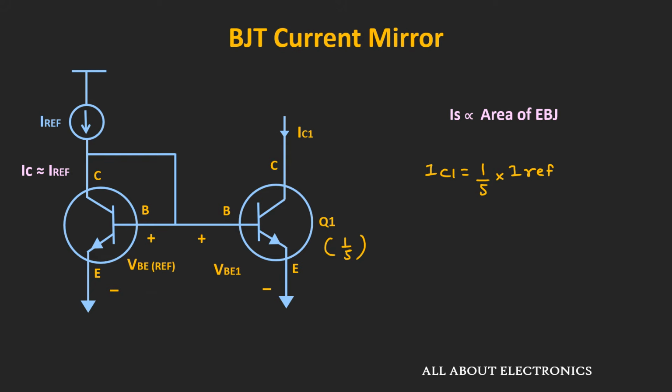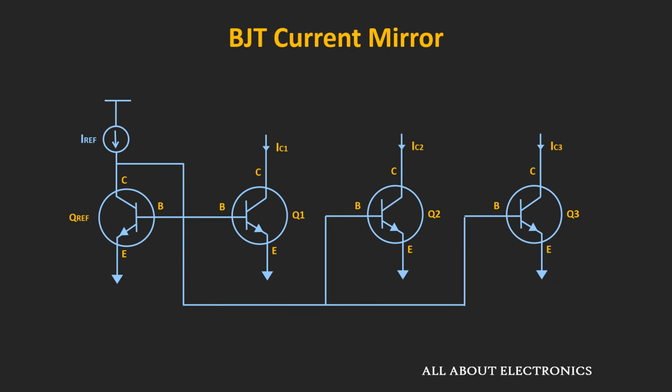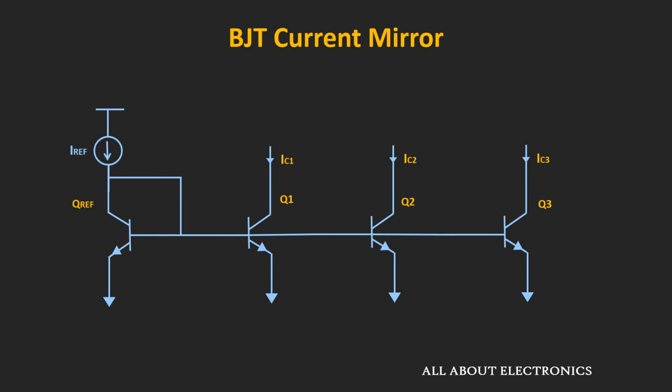So now let us see how we can generate multiple copies of this reference current. So this is the way we can generate multiple copies of the reference current. As you can see over here, the base of each transistor is connected to the base of the reference transistor, or more commonly, it can be shown in this fashion. So depending on the area of the emitter base junction of each transistor, the collector current could be either a multiple or a fraction of the reference current.